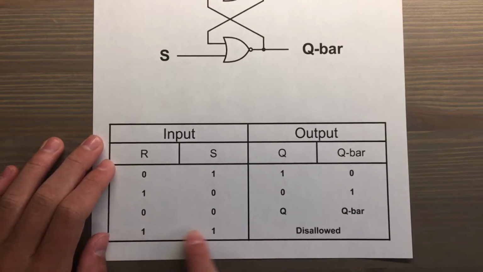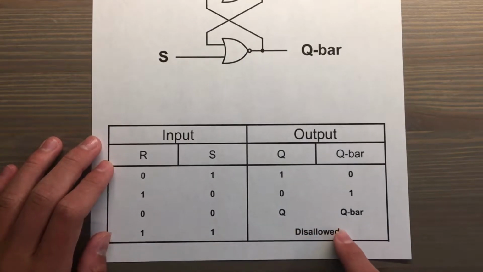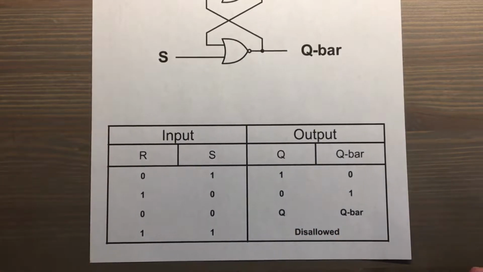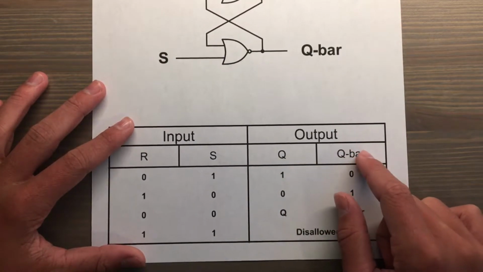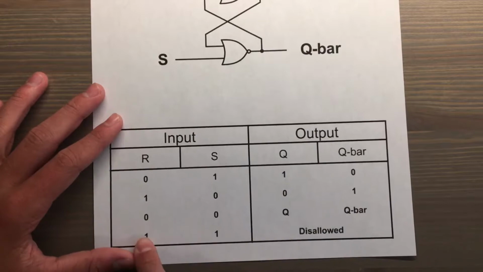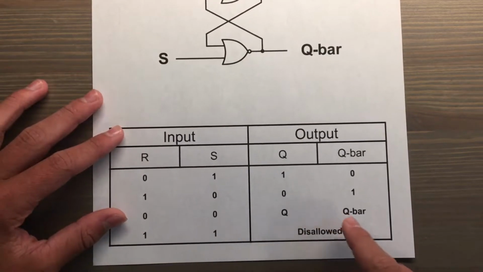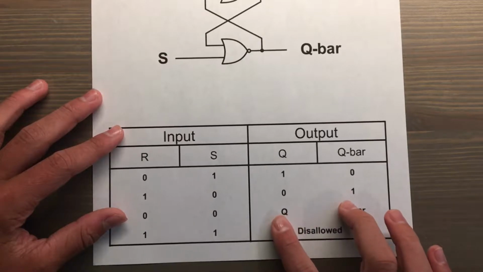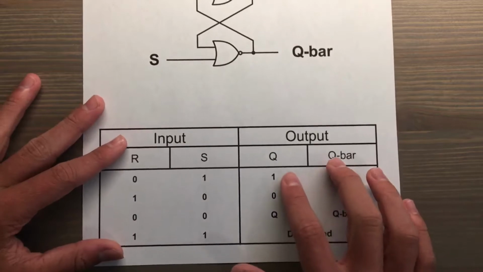Now you can see on this final line we have, if both of the inputs are 1, it says disallowed. And what this just means is, by definition, the Q bar is the inverse of Q, and if both of these inputs are on, then both of these outputs will be off. So it doesn't break anything, it just doesn't really make sense because these are supposed to be inverses.